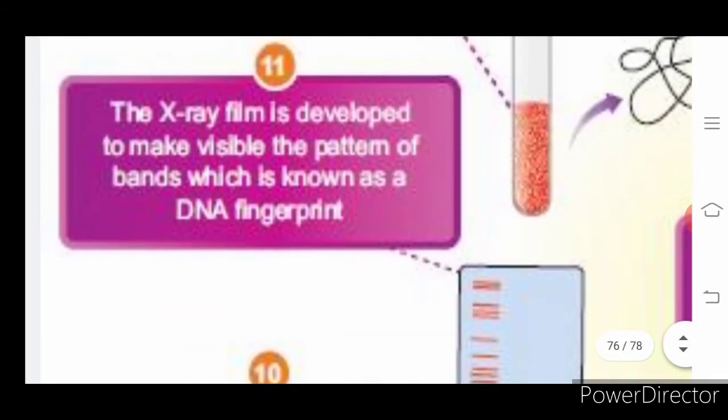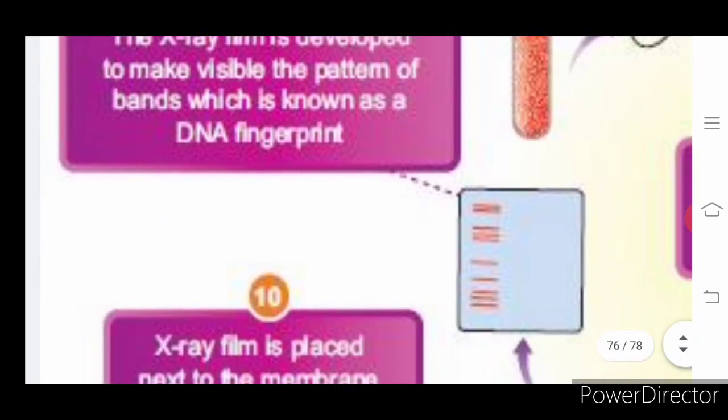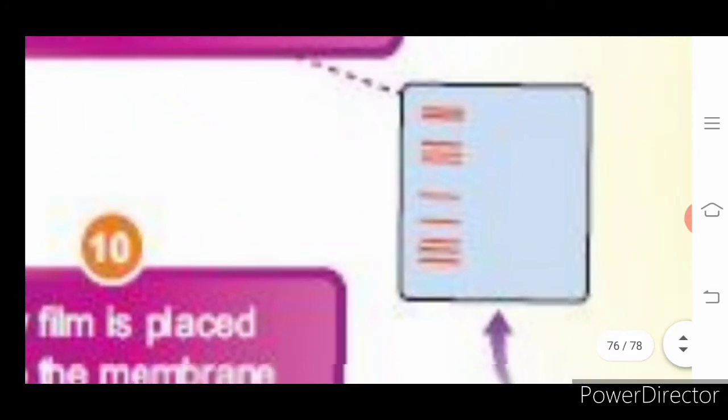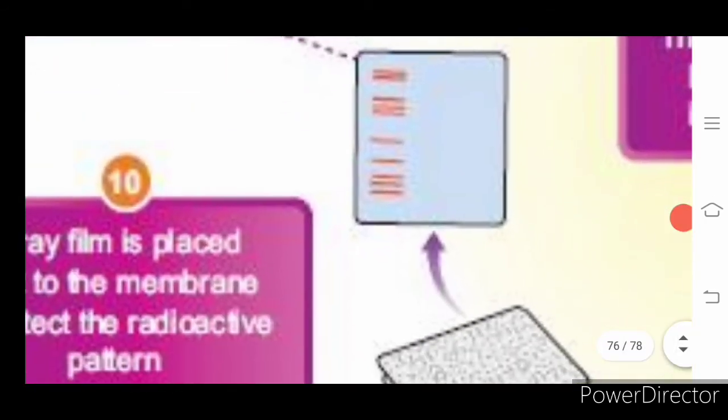The last step: the X-ray film is developed to make the pattern of bands visible. This pattern is one person's DNA makeup. If you have another person, you take the sample and go through the same process, and we can match it with this banding pattern so that we know the closeness of the individuals.